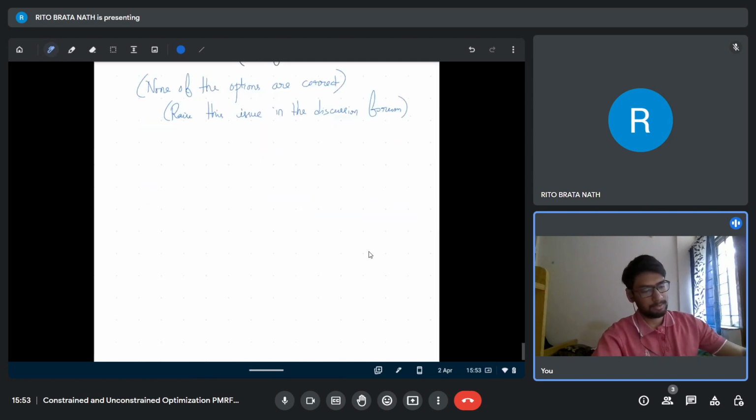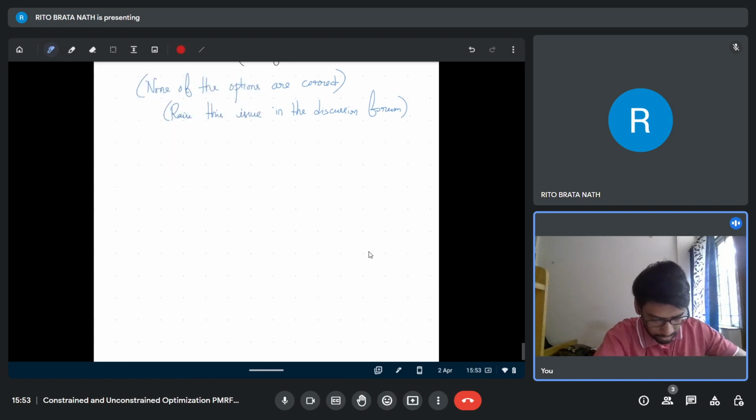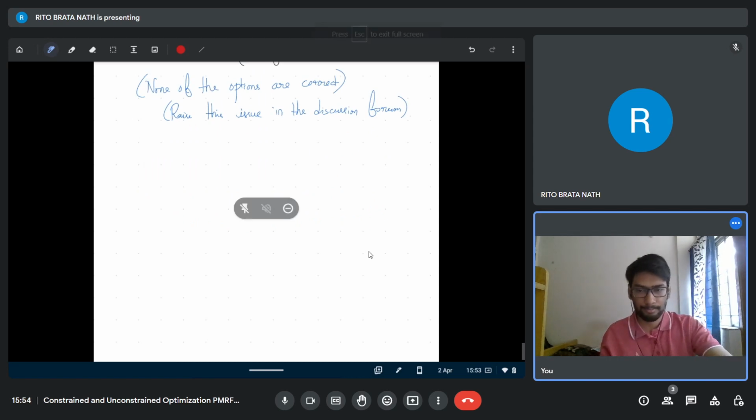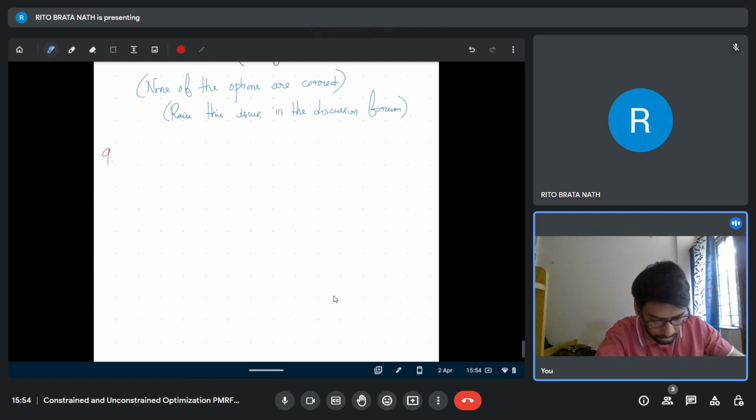Alright, so that was all about the 8th problem. Let me solve the last two problems, which use the Lagrange's multiplier method. So I'll just start that. I'll write down the problem. Maximize 2x plus 3y plus z, subject to x squared plus y squared plus z squared equals 1, x, y, z greater than or equal to 0.